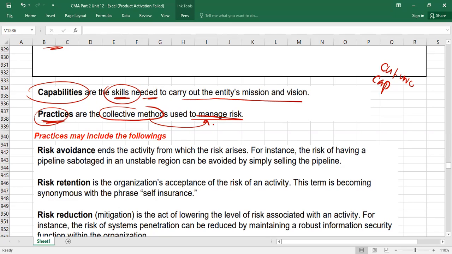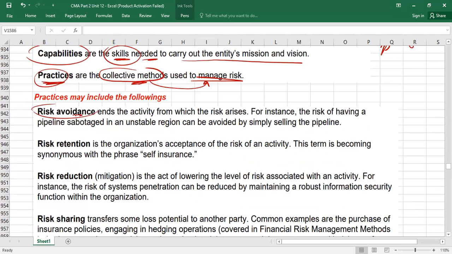To manage risk, we can follow different methods. Actually, these are strategies, like which strategies we can use to manage risk. Strategies can include risk avoidance, risk retention, risk reduction, risk sharing, and risk exploitation. These strategies we already discussed in the last section, but I'm going to quickly repeat.